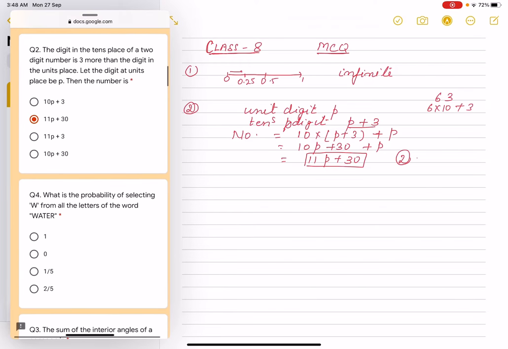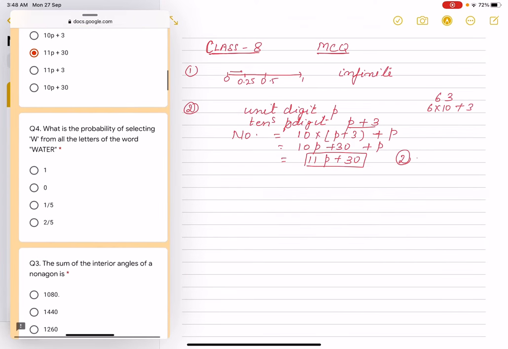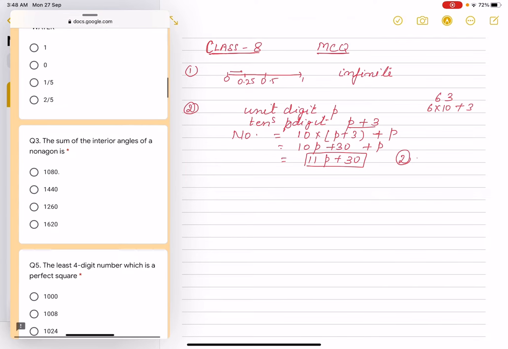Next is question number 3. The sum of interior angles of a nonagon. Nonagon means 9 sides. And what is the formula? We know the interior angle sum is n minus 2 into 180.